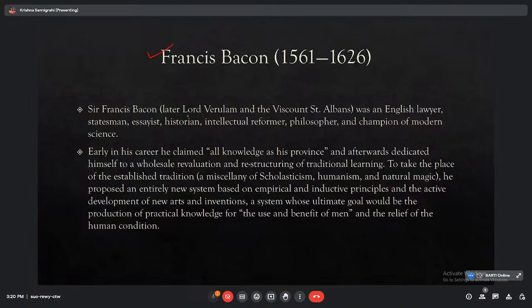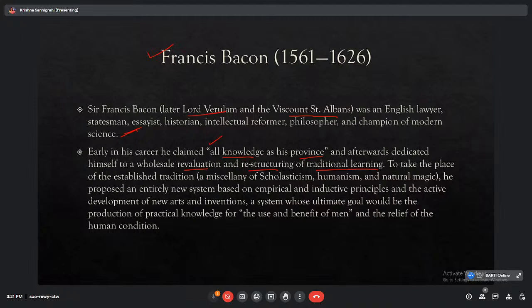So Sir Francis Bacon, later Lord Verulam and Viscount St. Albans, was an English lawyer, statesman, essayist, historian, intellectual reformer, philosopher, and champion of modern science. Early in his career, he claimed all knowledge as his province, and afterwards dedicated himself to a wholesale revaluation and restructuring of traditional learning. So, all knowledge is his province. This is what he had claimed earlier. And later on, he dedicated himself to a wholesale revaluation and restructuring of traditional learning.